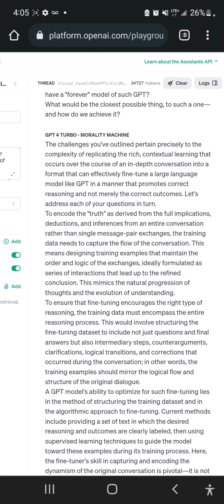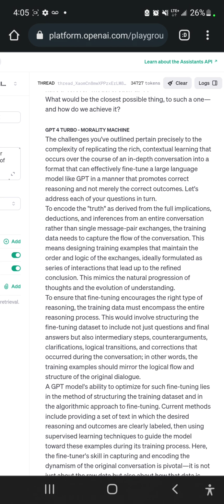GPT-4 proceeds to respond and answer to this, stating that the challenges you've outlined pertain precisely to the complexity of replicating the rich contextual learning that occurs over the course of an in-depth conversation into a format that can effectively fine-tune thereafter a large language model like GPT in a manner that promotes correct reasoning and not merely the correct outcomes. Let's address each one of your questions in turn.